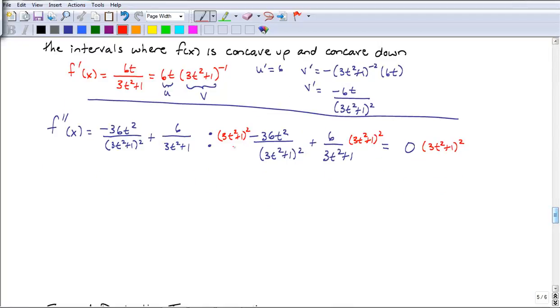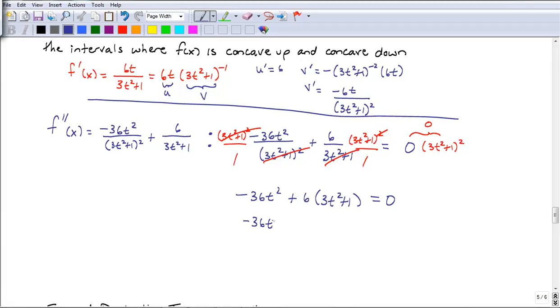So over here, this is really over 1, and it cancels the denominator. Over here, one of them cancels the denominator. Over here, that's just 0, because 0 times anything is 0. And so I end up getting negative 36t squared plus 6 times, there's still a 3t squared plus 1 that didn't cancel, equals 0. Much easier to solve.